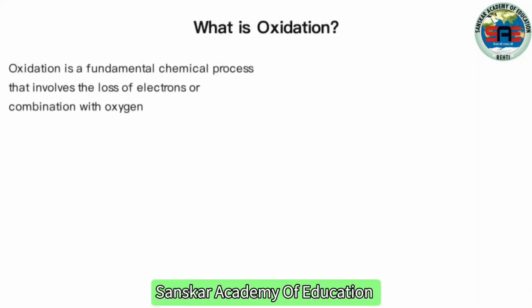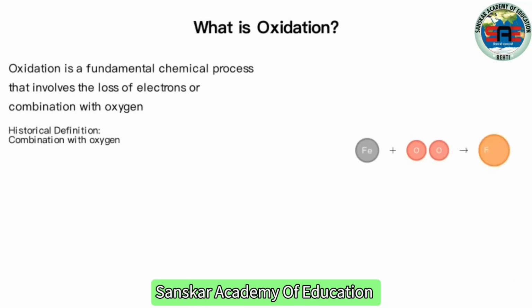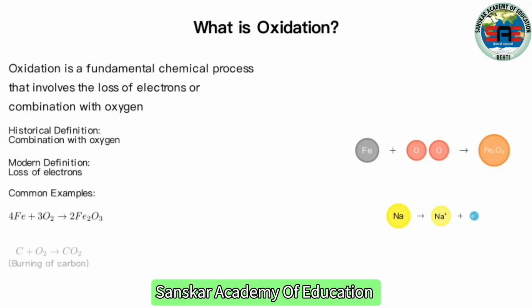Oxidation is a fundamental chemical process that can be understood in two ways. Historically, oxidation was defined as the combination of a substance with oxygen, such as when iron rusts to form iron oxide, or when carbon burns to produce carbon dioxide. However, the modern definition of oxidation is broader. It refers to the loss of electrons from an atom or molecule. For example, when sodium loses an electron to become a sodium ion, this is an oxidation process. Understanding oxidation is crucial for comprehending many chemical reactions in both laboratory and everyday contexts.